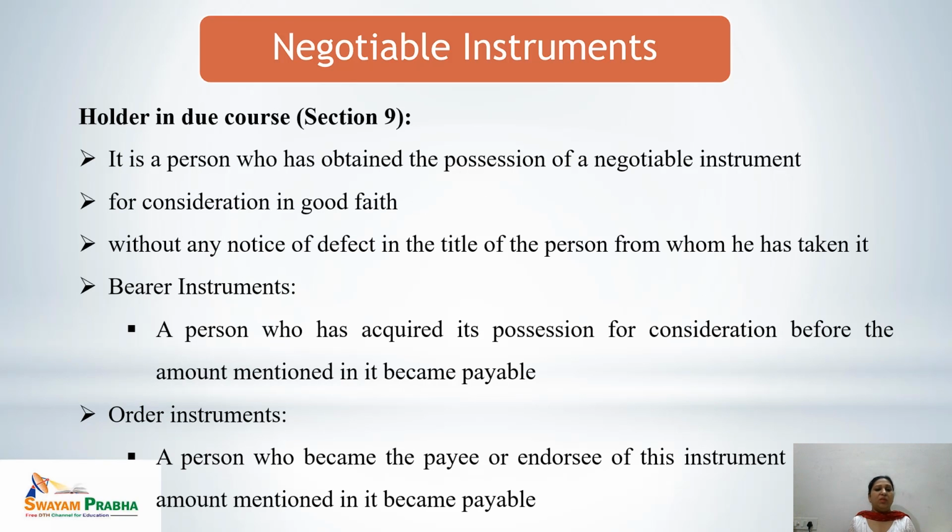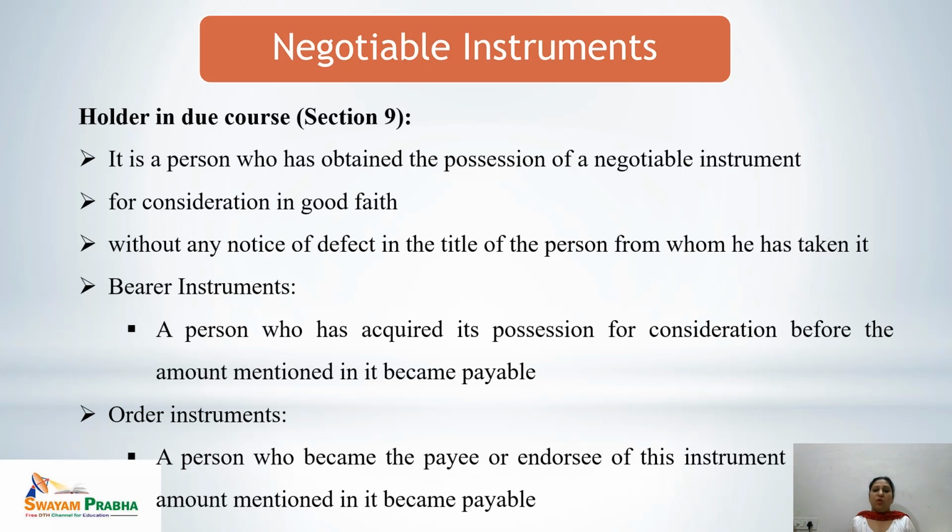Next term, which is very important in the negotiable instrument, is the holder in due course. Section 9 of the Negotiable Instruments Act explains the holder in due course. The holder in due course has many features similar to the holder. He is a person who has obtained the possession of a negotiable instrument for some consideration in good faith.